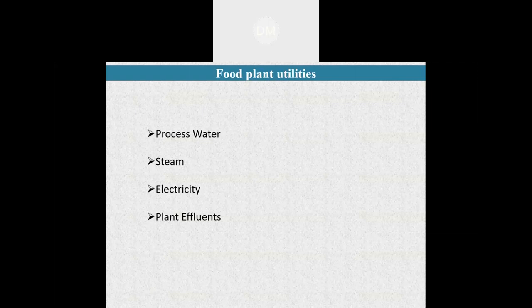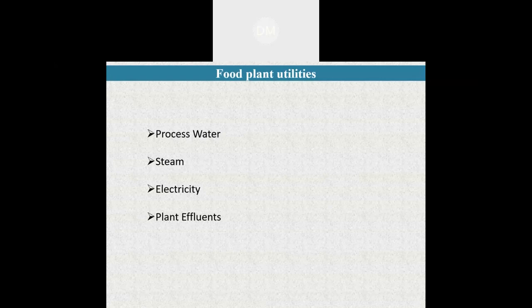So basically it depends on the required pressure. Fire tube boilers operate at relatively low pressure, 1 to 25 bar. And in the water tube boiler, higher pressure, more than 100 bar, is generated. Then electricity.